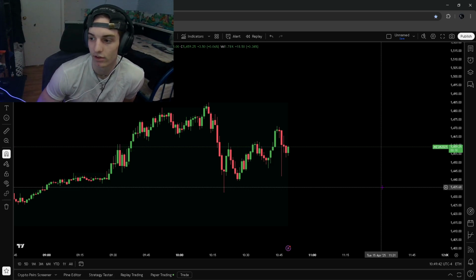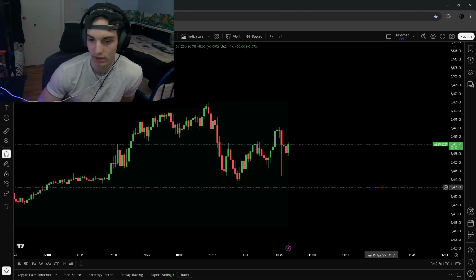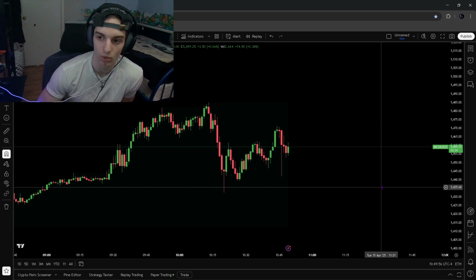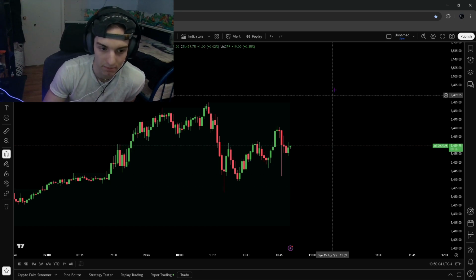There are so many different ICT concepts, so you can create many different kinds of entry models with those confluences. My entry model is high time frame liquidity sweep, 1 minute SMT, 1 minute inverse fair value gap. That's my entry model. My strategy is still ICT concepts. I hope that makes sense.